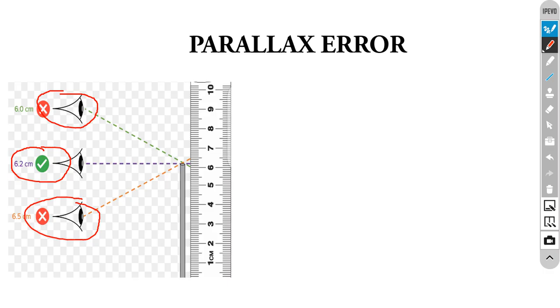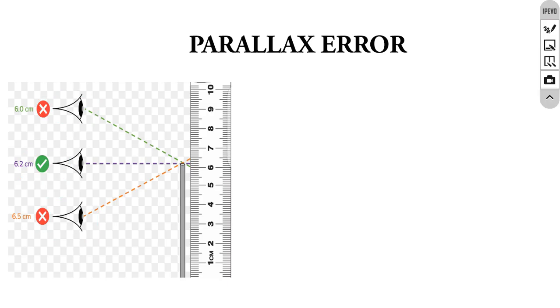So you now see that any position you find yourself in whenever you are doing an experiment, you are bound to get something, but you will not get it correctly. That's a kind of error called the parallax error.